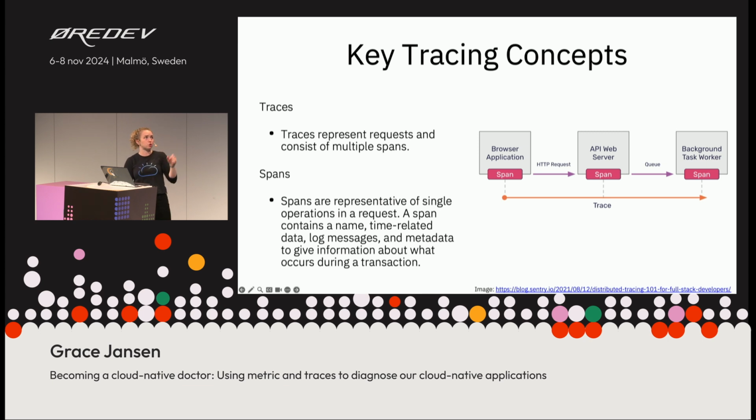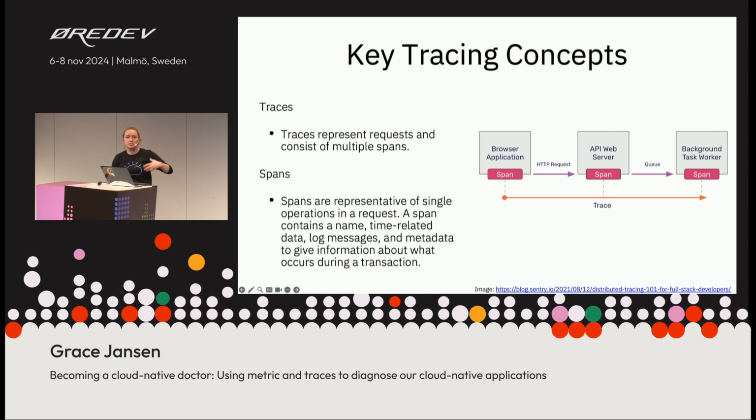So when it comes to tracing, you have traces and you have spans. Traces represent the requests, and they normally consist of multiple spans. So in my diagram here, I've got an orange line at the bottom that represents that trace going all the way along, as my requests are going through multiple different microservices in my distributed architecture. And then those are consisting of spans.